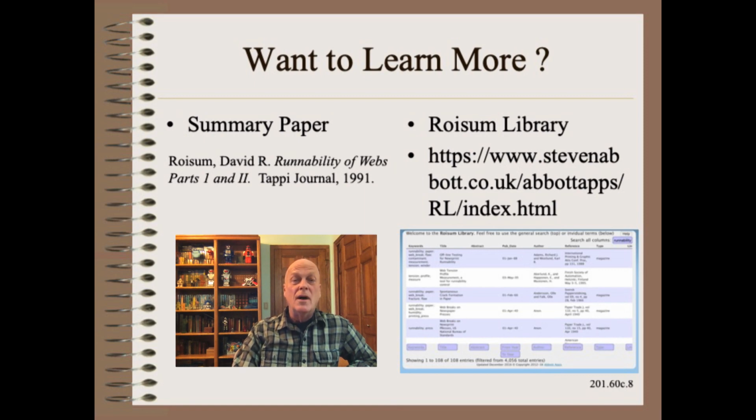For those of you who want to go even further, the next step would be to go to the free Roisum library by Abbott Apps. Type Runnability into the search box and you will find more than 100 articles on the subject. Indeed, starting with my Web 101 School for Essential Concepts, and then turning to my Web 201 YouTube clips for supplementary information, and finally the Roisum Library search engine for advanced research is a great path for most web handling issues.